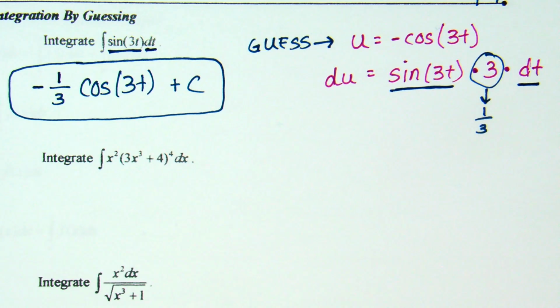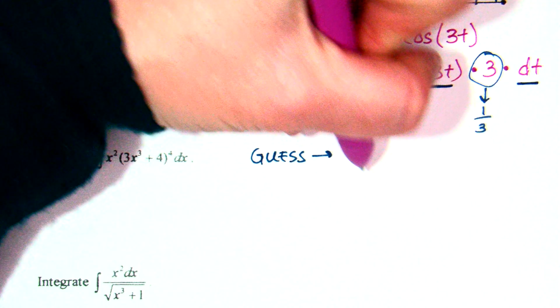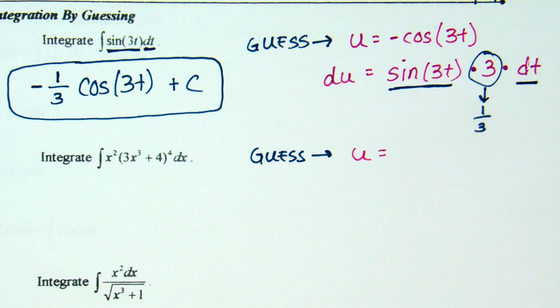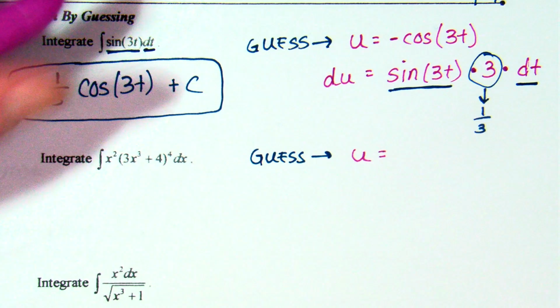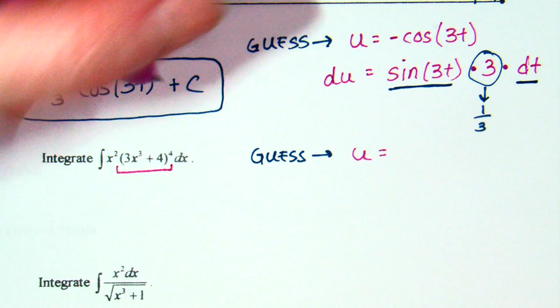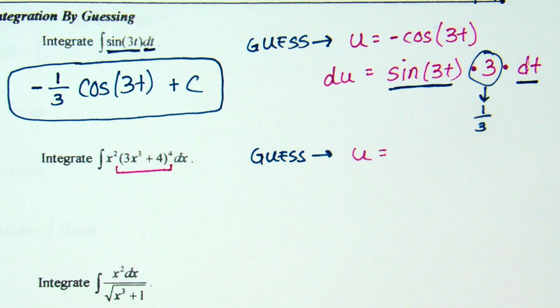On all of these today, unless we have u's in the problem, I'm always going to say u equals. What does it look like the main part of this problem is? 3x cubed plus 4 to the 4th. The idea of those parentheses raised to the 4th: what is the integral of some parentheses raised to the 4th? Something raised to the 5th. And you're seeing where we're going with this.